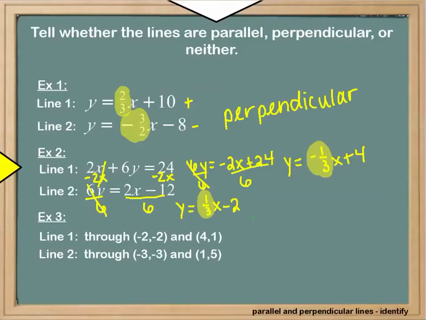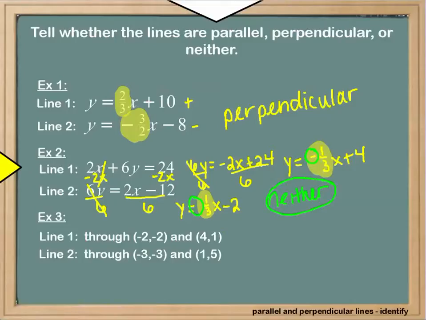Are they perpendicular? Meaning, are they opposite reciprocals? Opposite, yes. This has a negative slope and this is a positive. However, are they reciprocals of each other? No. They both have 1 over 3, which means because they are neither parallel or perpendicular, they are neither.